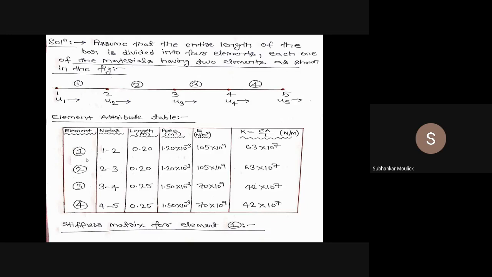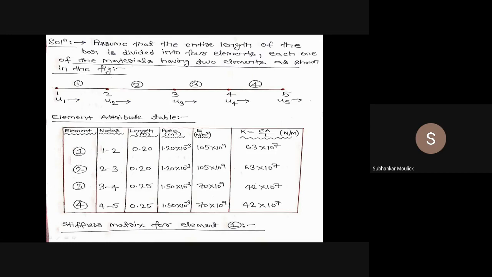Is it clear so far? Whatever I have told, any doubt so far? No, sir. Okay. Next step is what? Next step is construction of the element attribute table. Fine. So the first column is what? Elements. Altogether, how many elements are we having? We are having a total of four elements. So element number 1, 2, 3, 4.